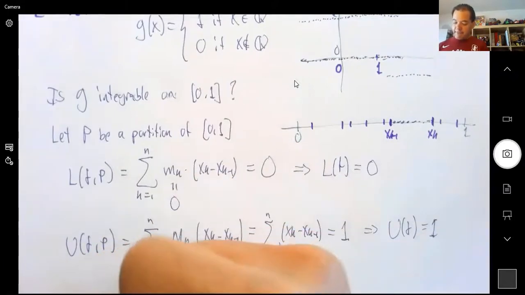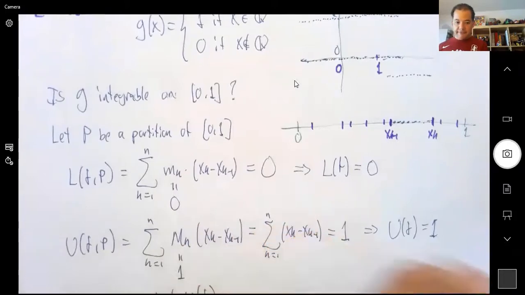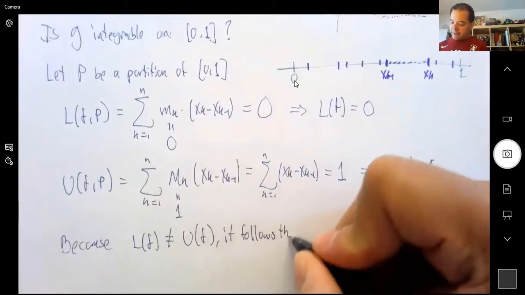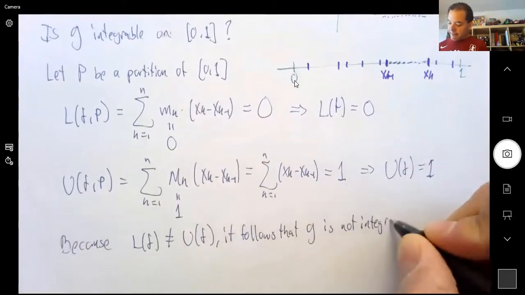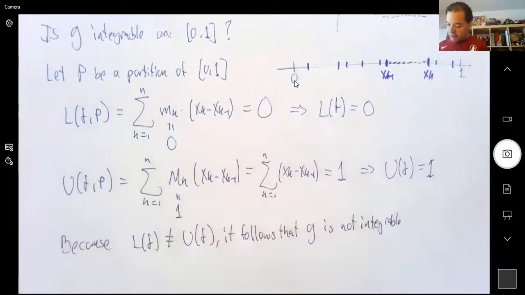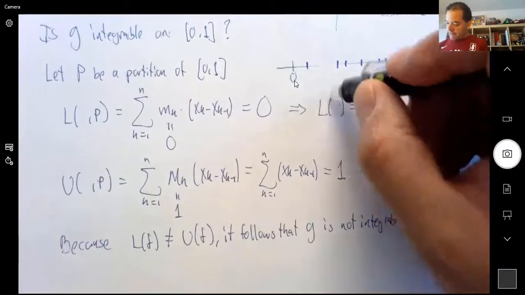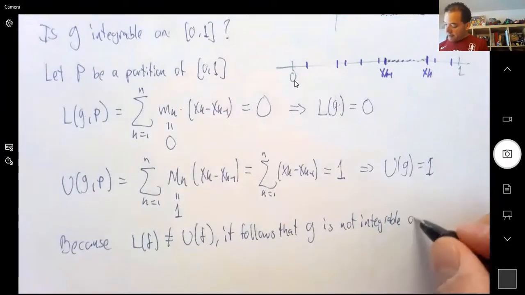Because L of f is different from U of f, it follows that g is not integrable. Somehow I changed it to f at some point. Sorry for that. This should be g. We're working with g. g is not integrable on [0, 1].